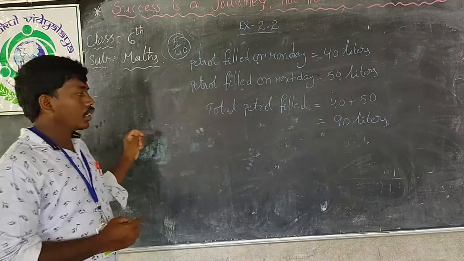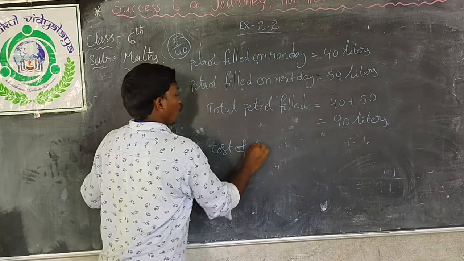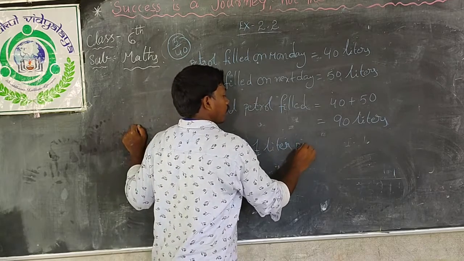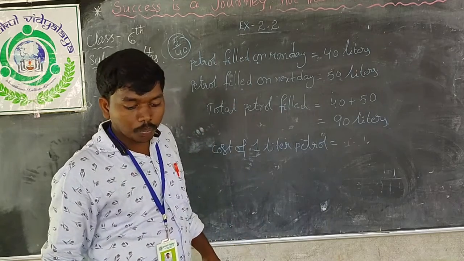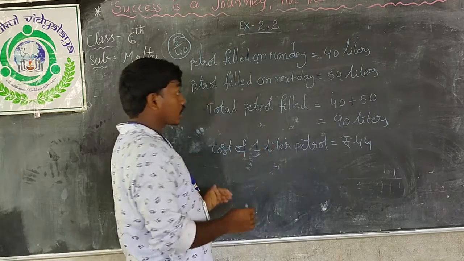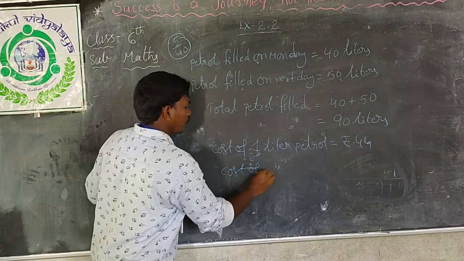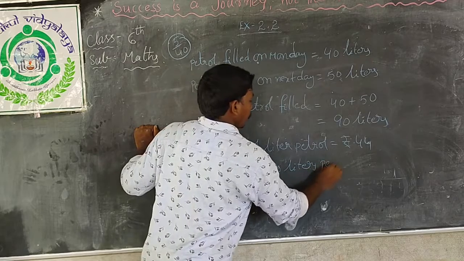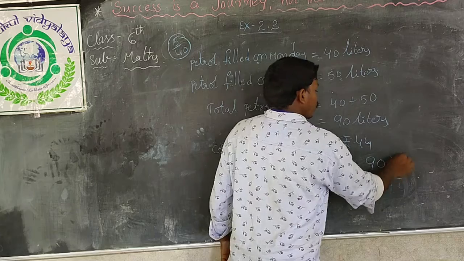Okay, 90 liters. Next, cost of 1 liter petrol. How much is it giving? See, 44 rupees. Rupees 44. Now what is the cost of 90 liters? Cost of 90 liters petrol. That is equal to 90 into 44.